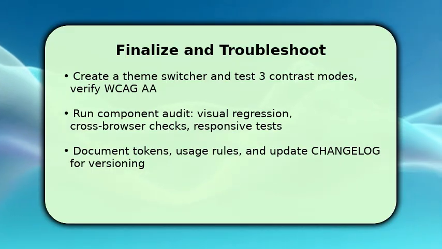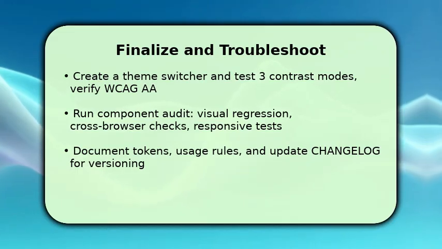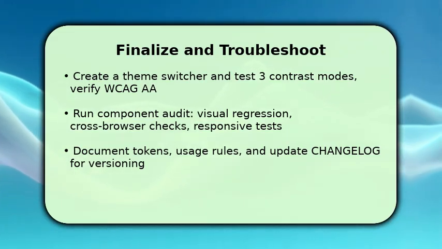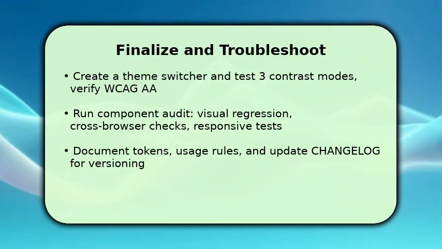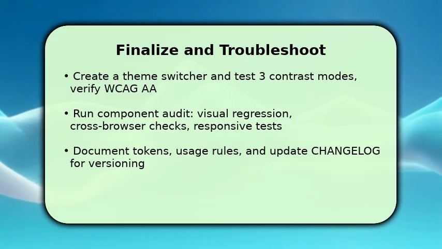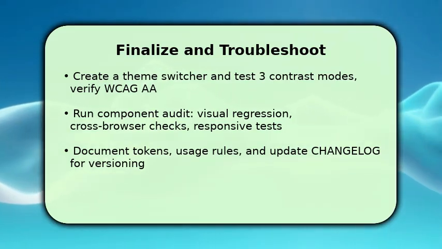Implement a theme switcher, check 3 contrast modes against WCAG AA, and validate across devices. Once done, run visual regression tests and cross-browser checks to catch drift early and ensure responsive behavior at key breakpoints. Make sure to document token usage and update the changelog for predictable updates.